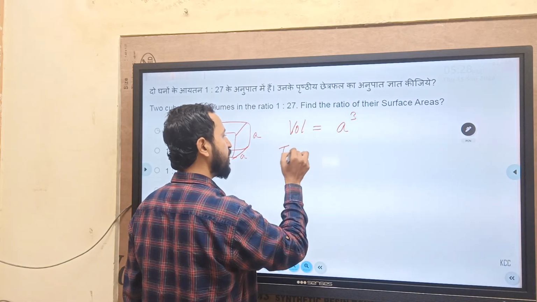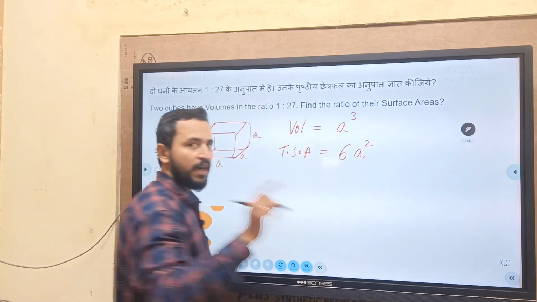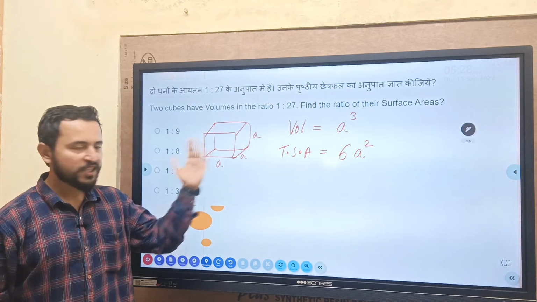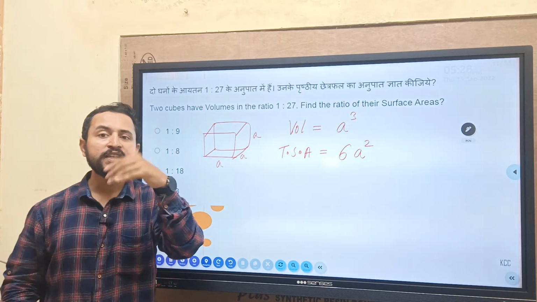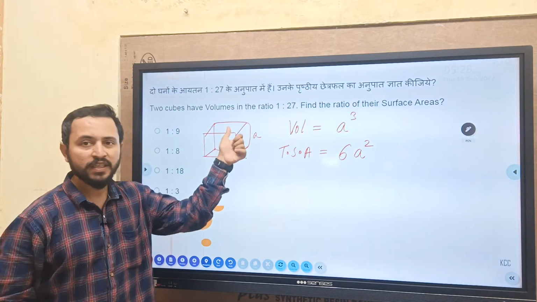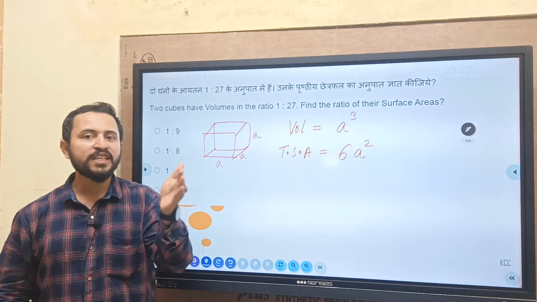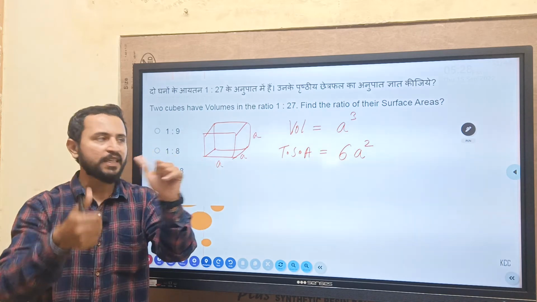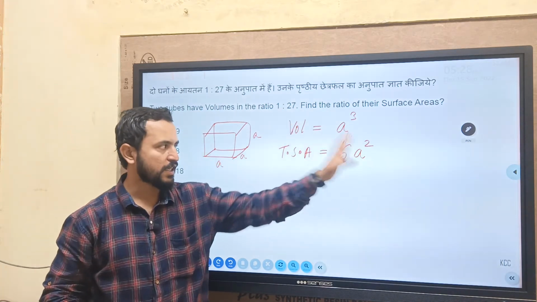Then total surface area. Total surface area is 6 times a square. Why a square? Because this is a square. Look at the front face, it is a square. Area of a square is a square. So how many faces are there? You know the dice, how many total faces does it have? 6 faces. So a square multiplied by 6, 6a square. Otherwise directly remember 6a square like this.